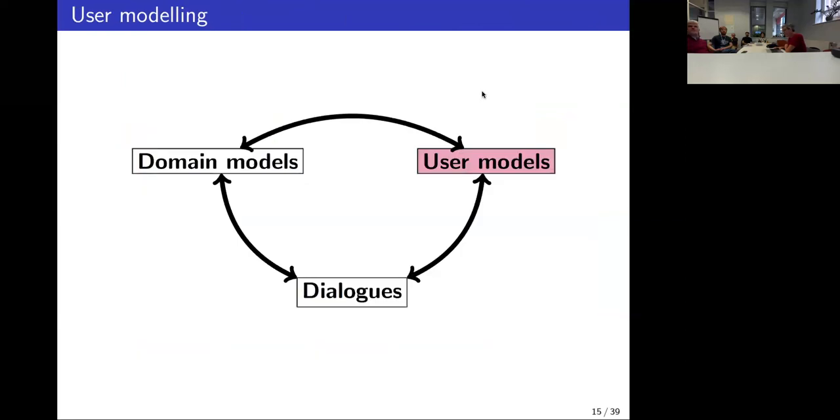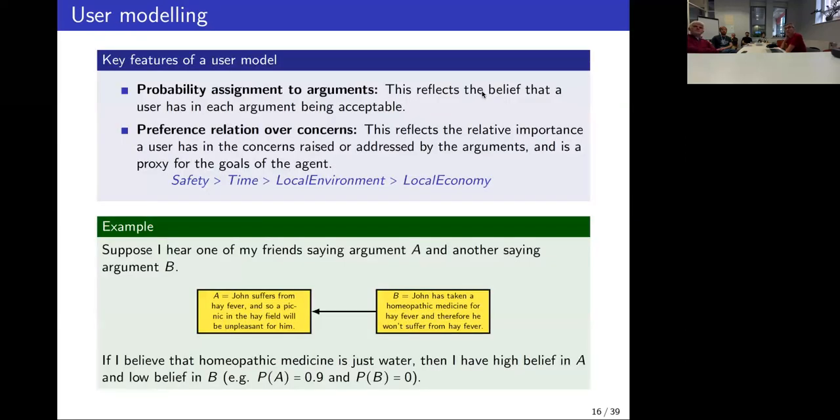The next is the user model. In the user model, we focused in the project on 2 dimensions. The first was belief in arguments, so the belief that the argument is acceptable. And the second is concerns. I'll just say something about belief in the example below.